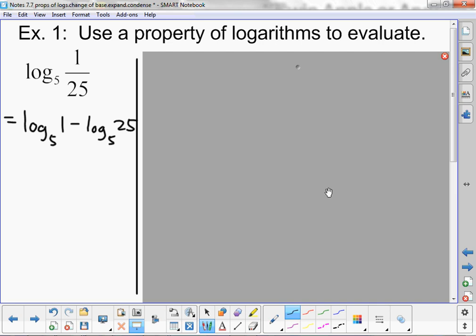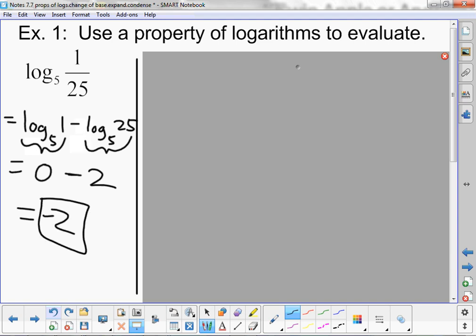Now you can evaluate these using the definition. So 5 to what power is 1? 5 to the 0 power is 1. So this part right here is a 0. Minus, and then evaluate this one just like we evaluated yesterday. 5 to what power is 25? It's a 2. And 0 minus 2 is a negative 2. All right, so it turns out log base 5 of 1 over 25 is a negative 2. And you can check that because you can spiral around: 5 to the negative 2 power is 1 over 25. All right, let's take that off.